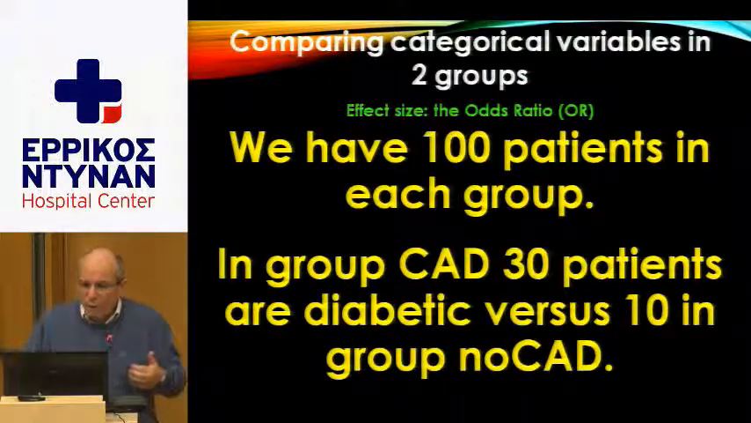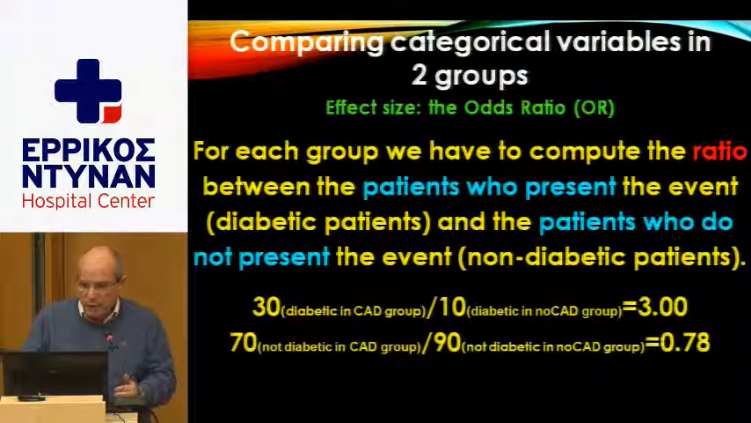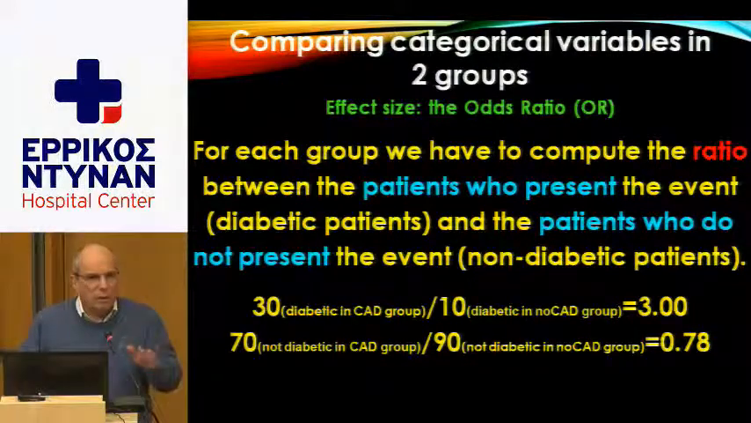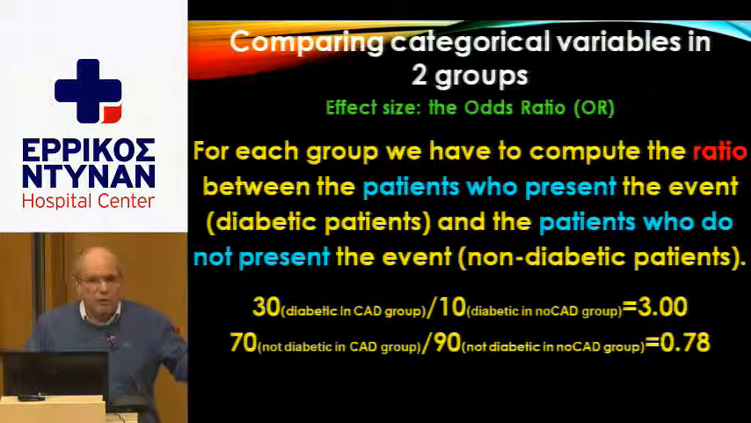Imagine that we have 100 patients in each group. In the group with coronary disease, 30 patients are diabetic, versus 10 in the group with no coronary disease. How can you compute the odds ratio? Believe me, it's the computer that is doing it.